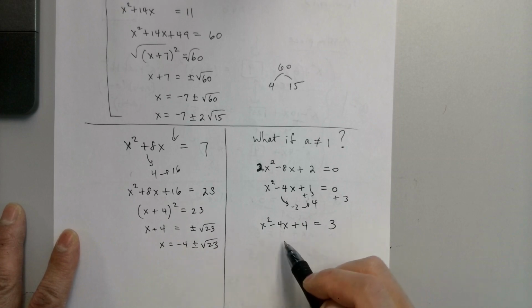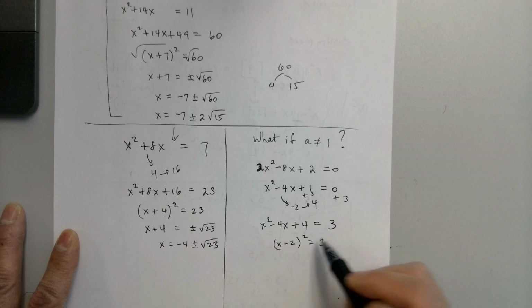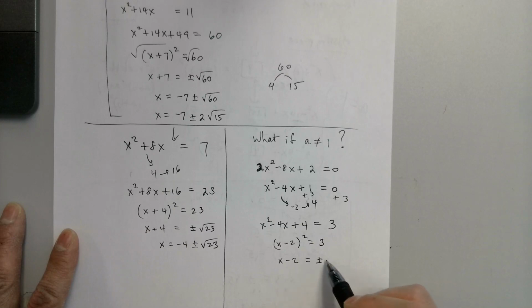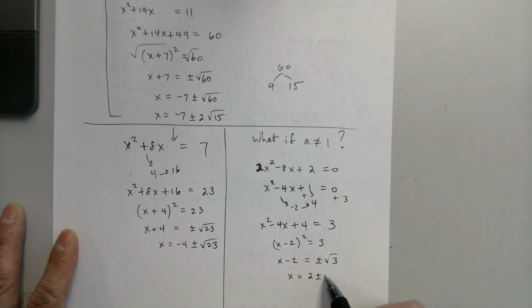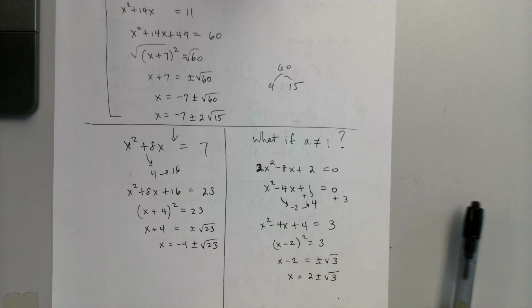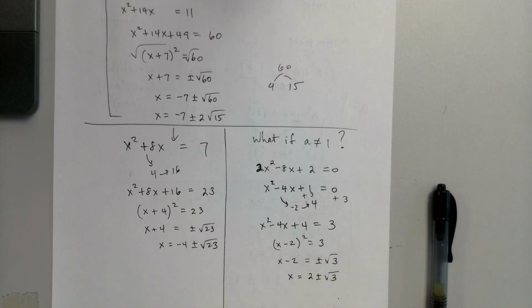Okay, now that the square is complete, I can factor. I have something squared equals something, so I take the square root of both sides, not forgetting the plus or minus. And then I add 2 to isolate the x. All right? Okay, that is completing the square.